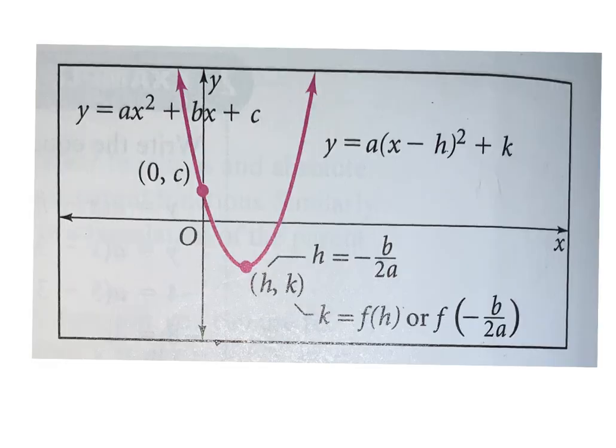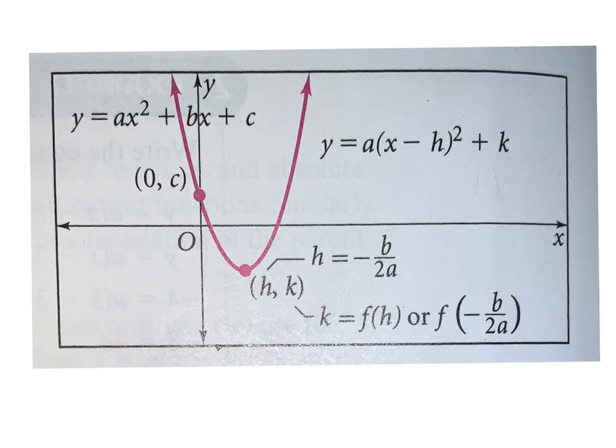So basically it shows you what happens in vertex versus standard form. So we have standard form up here that we have looked at, and then we have vertex form. Straighten this a little bit.